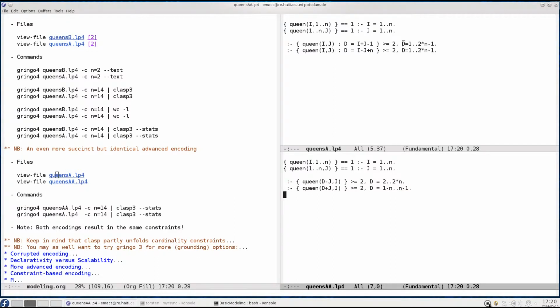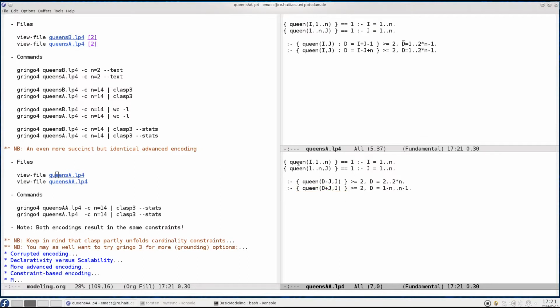Looking at the last two rules, and in particular at the first argument of the queen predicates, one may get the impression that these positions may get out of range. That is, here one might get a negative value, here one might get a value that goes beyond n. However, this may not happen because the instantiation of this set as well as this set is driven by all derivable instances of the queen predicate.